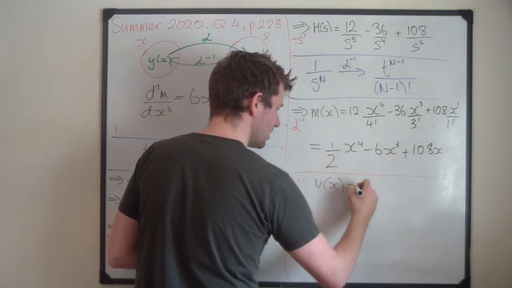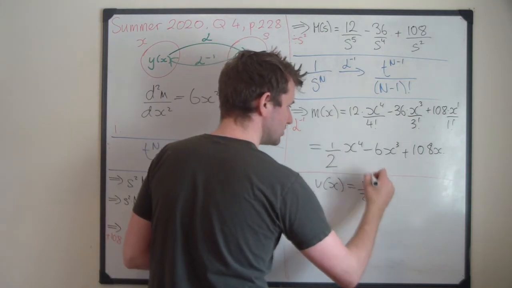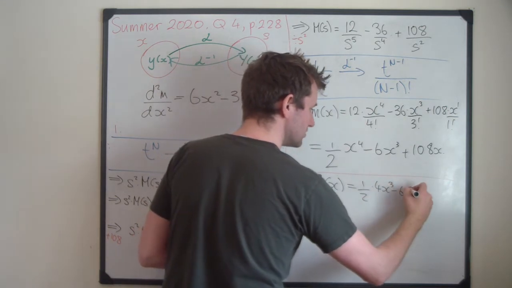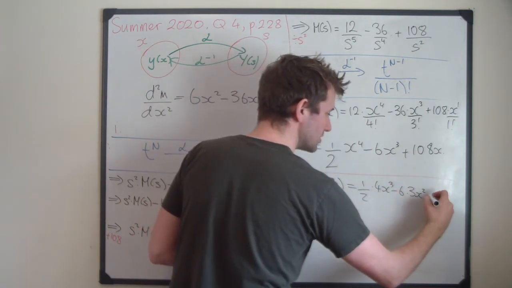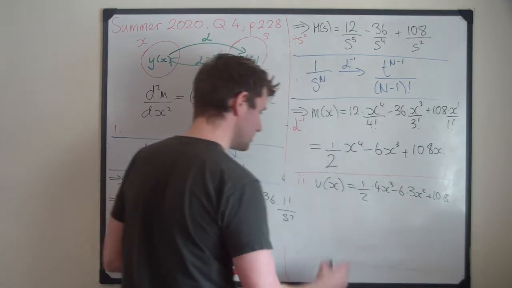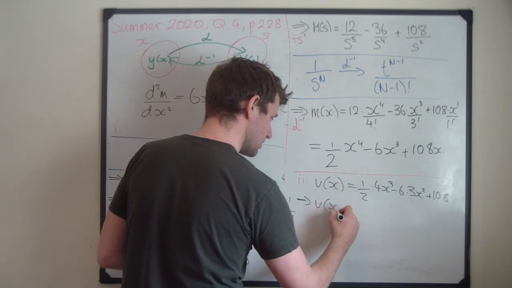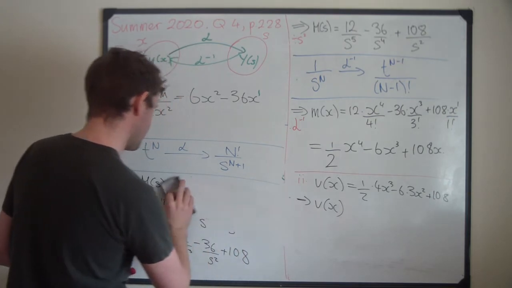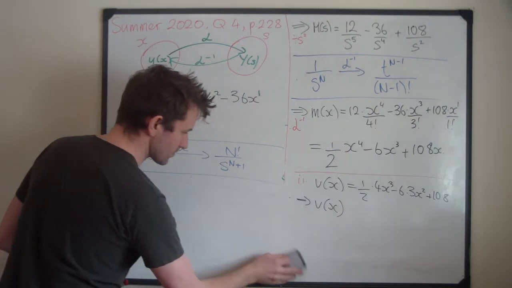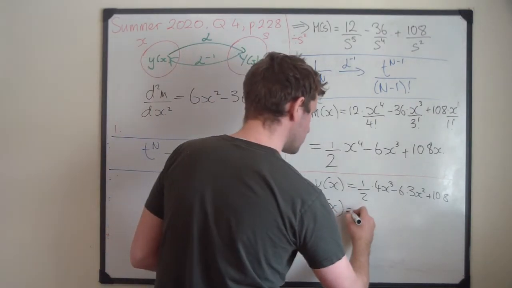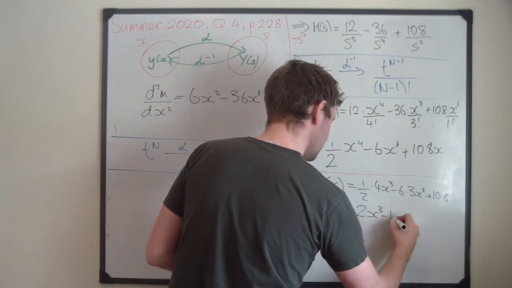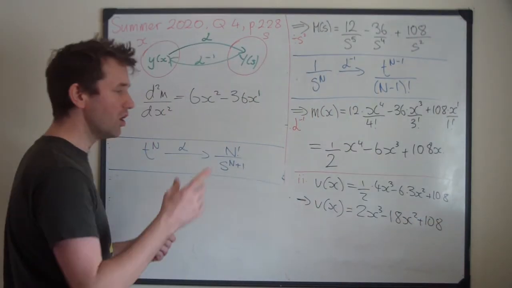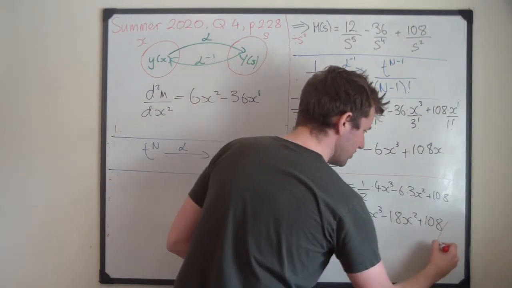Shouldn't be too bad. So differentiate this, fix the half. The derivative of x to the 4 is 4x cubed. Fix the 6, the derivative of x cubed is 3x squared. And the derivative of 108x, I'm quite confident you get that as 108. So the shear force, I'm just going to wipe away this, it's kind of in the way. Half of 4 is 2, minus 18x squared plus 108 is the shear force. That's part 2, calculated at x equal to 3. So bang it in there, x equal to 3.